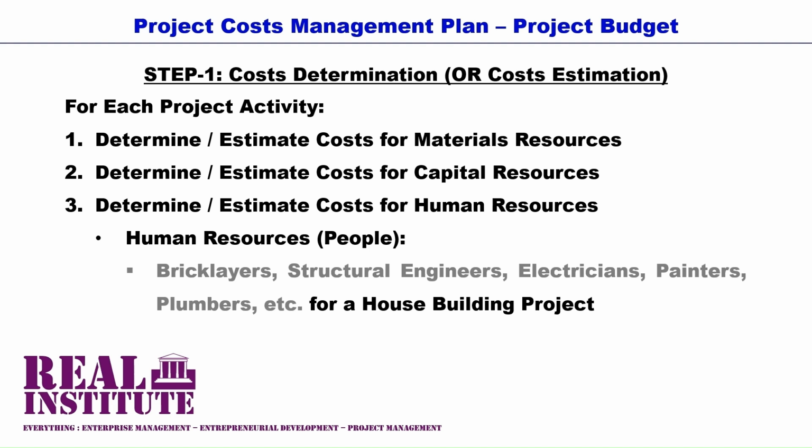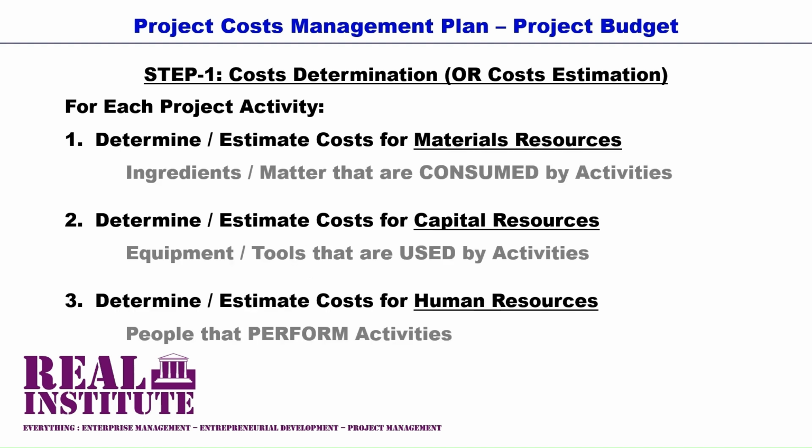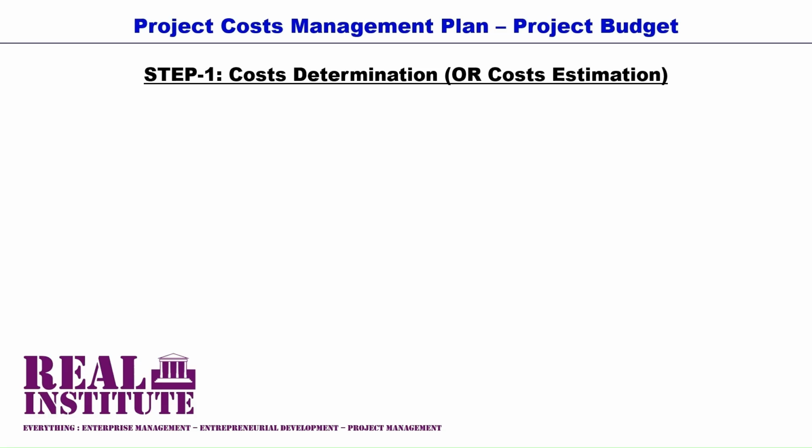Project costing is primarily about estimating or allocating costs for these resources for each project activity. It is about determining or estimating costs for materials, resources, or consumable resources. It is about determining or estimating costs for capital resources. And it is about determining or estimating costs for human resources that are necessary for the execution of the project activities. The costs for individual project activities are determined or estimated by using what I would say is common sense.